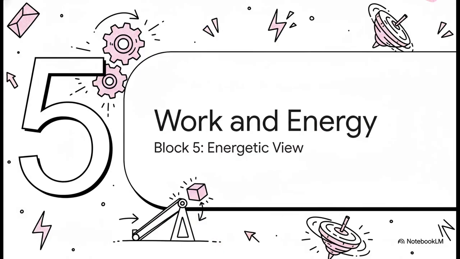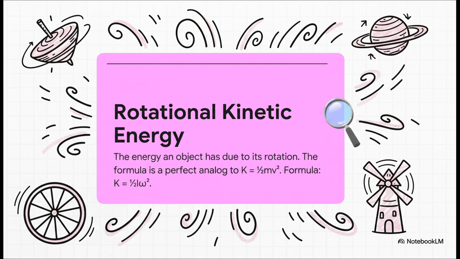Okay, for our final block, we're going to change gears completely. We're going to look at all this spinning stuff from a totally different, but just as powerful point of view, the perspective of work and energy. We all know that a moving object has kinetic energy, 1/2 m v squared. Well, surprise, surprise, a spinning object has rotational kinetic energy. And just look at the formula, 1/2 I omega squared. It's the same structure all over again. You just swap out mass m for rotational inertia I, and you swap out linear velocity v for angular velocity omega. It's the energy of motion, but for things that are spinning.